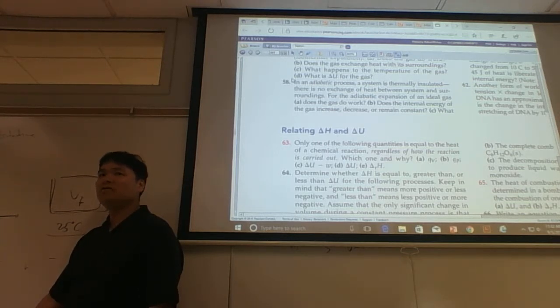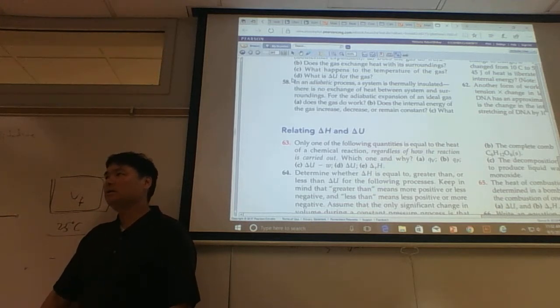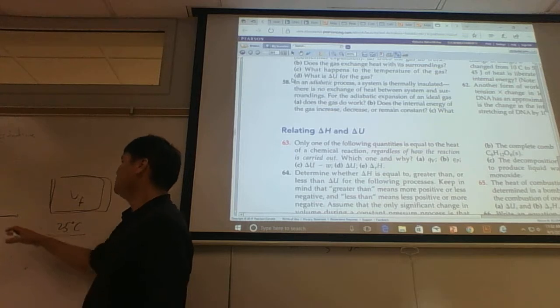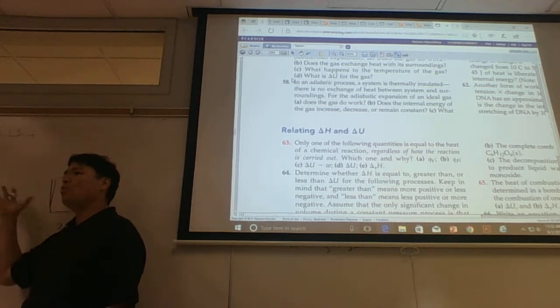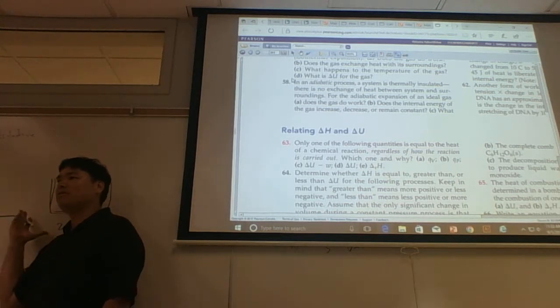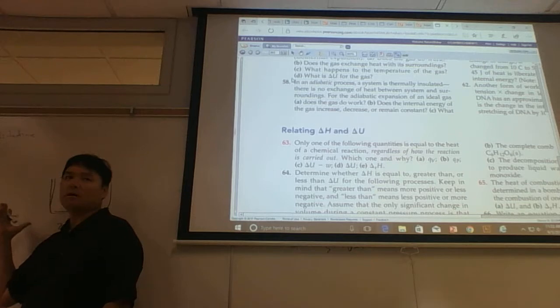Where did the energy come from? The system had to do work, but the system didn't lose any energy. So where did the energy come from to expand its volume? The surroundings. What happens is this is going to cool down, but the surroundings will warm up the system back to 25 degrees C. So the system gains the energy from the surroundings in doing that work.